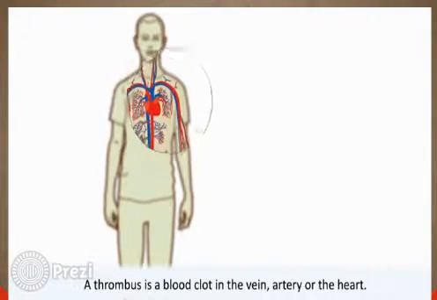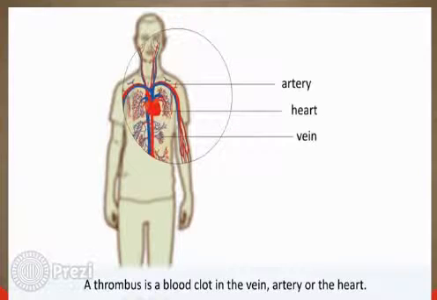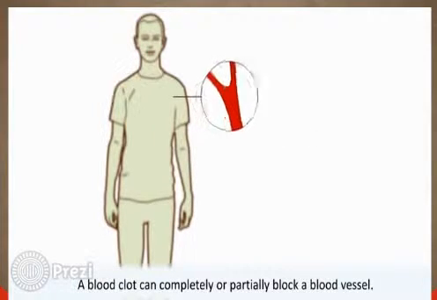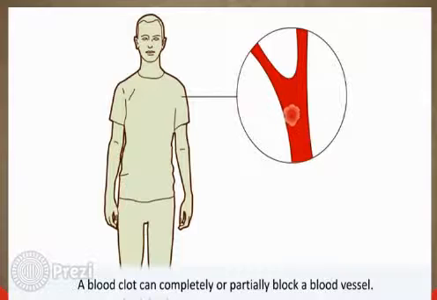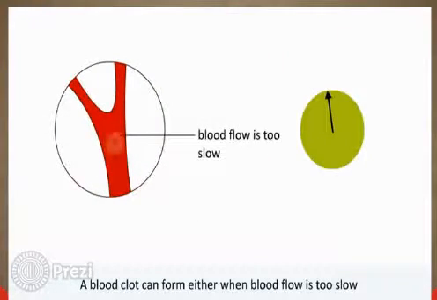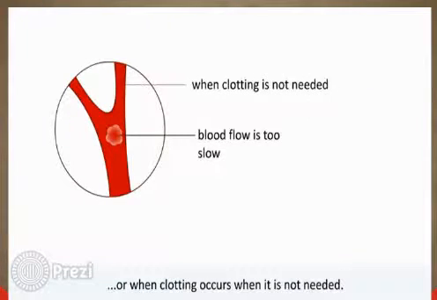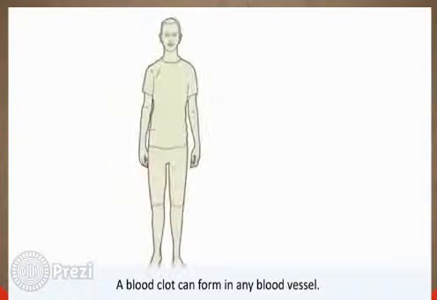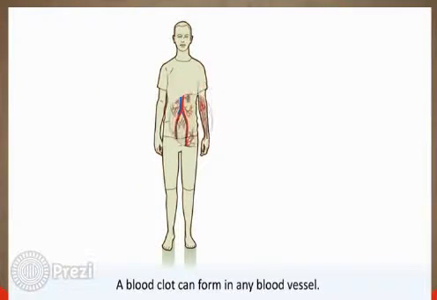A thrombus is a blood clot in a vein, artery or heart. A blood clot can completely or partially block a blood vessel. A blood clot can form either when blood flow is too slow or when clotting occurs when it is not needed. A blood clot can form in any blood vessel.